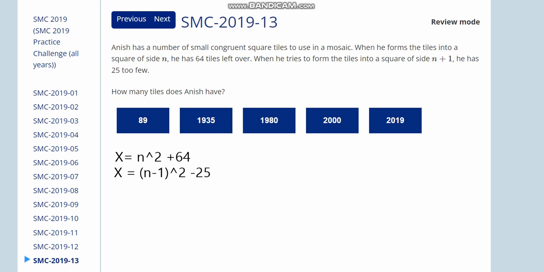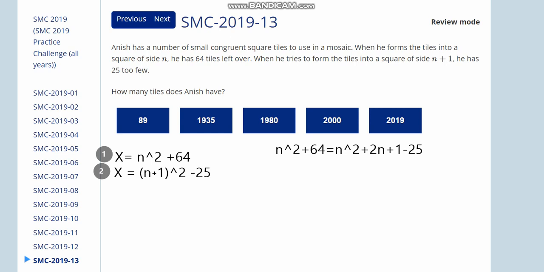Similarly, when he tries to form the tiles into a square of side n plus 1, he has 25 too few. So when he has n plus 1 squared tiles, he isn't able to finish this mosaic of n plus 1 squared side. So therefore he has n plus 1 squared minus the 25 too few, which is also equivalent to x. Now we can also see that equation 1 and equation 2 both equal the same thing, so therefore we can set them equal to each other.